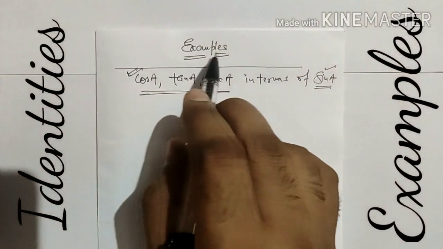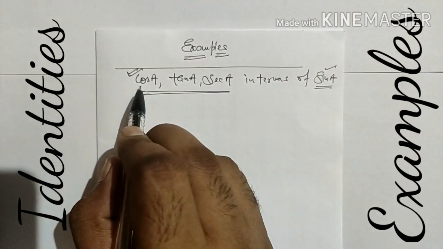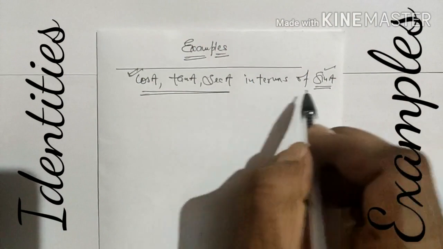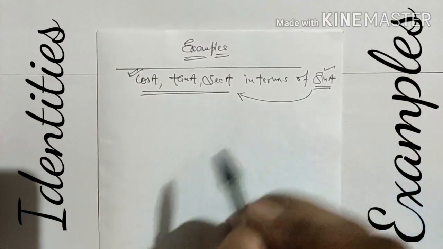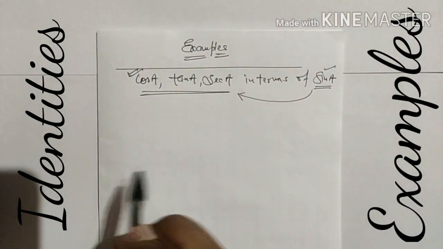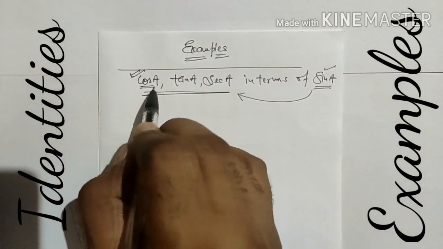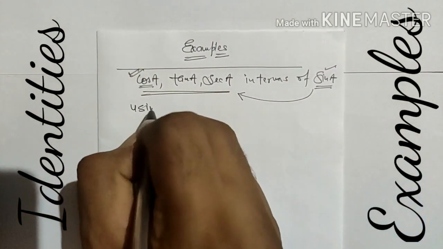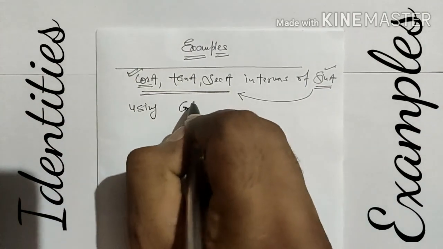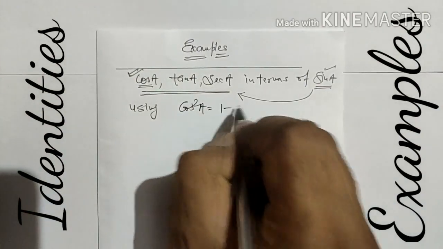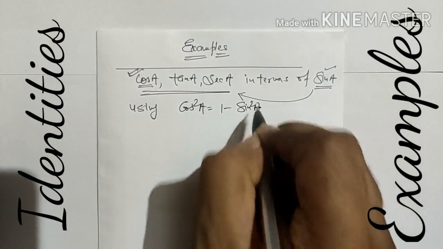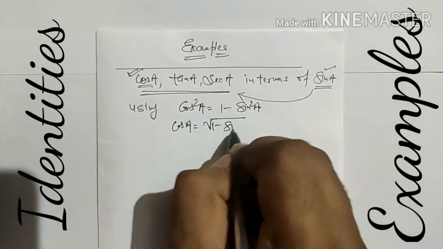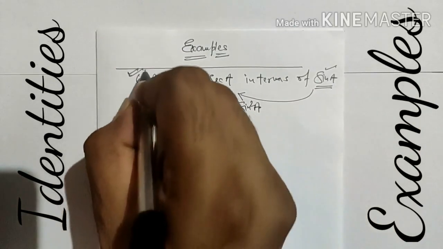Now we are going to take examples. Our first example is write down cos A, tangent A, secant A in terms of sin A. To do these type of questions, first we have to identify the link. Like this, cos A has an identity with sin A. So using cos square theta is equal to 1 minus sin square theta, the value of cos A becomes square root of this value. This is part 1 completed.